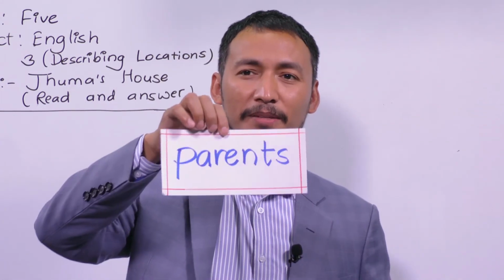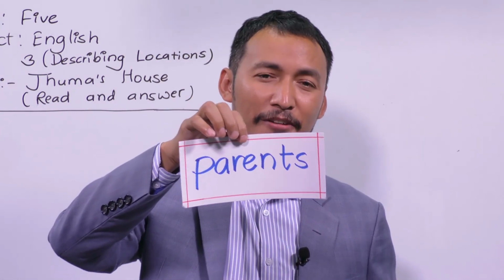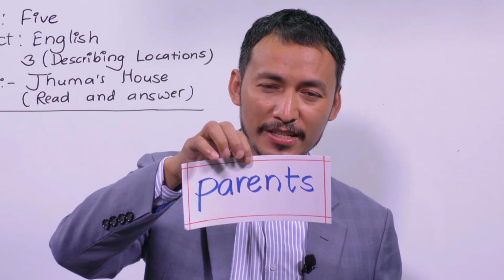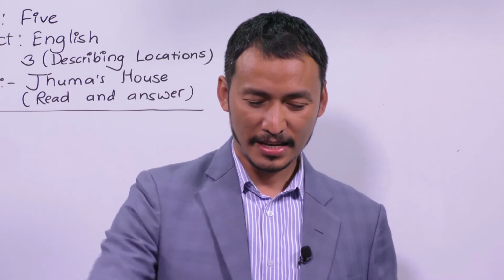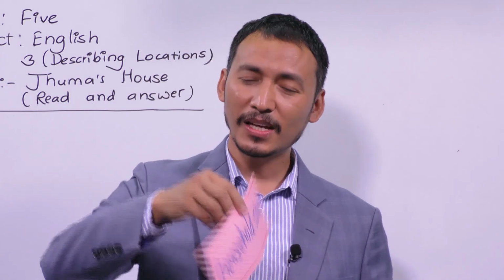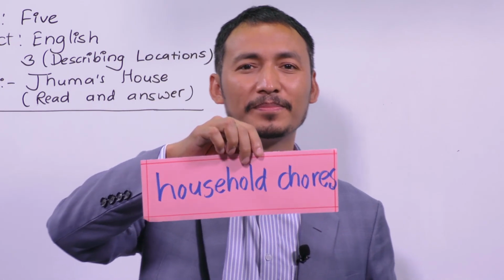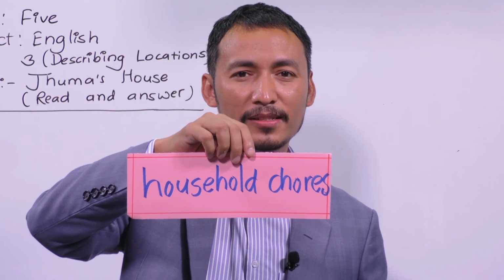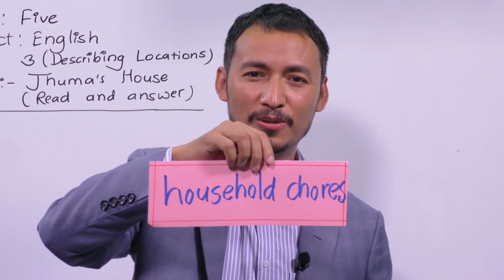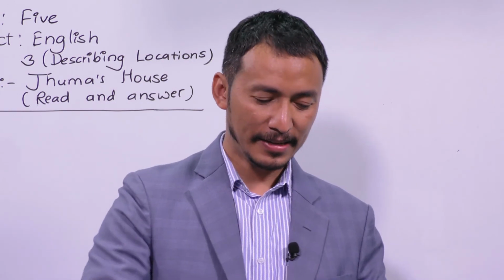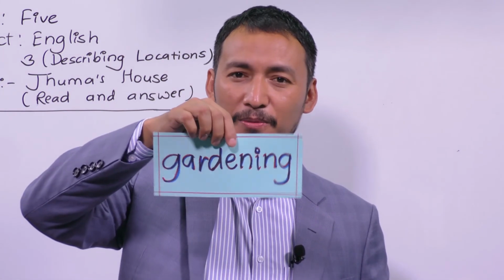Can you try this one? Can you say it loudly? Parents. Can you say it again? Parents. Okay, that's great. Next, how do you pronounce this one? Household chores. Once again, household chores. That's great. Again, how do you pronounce this one?